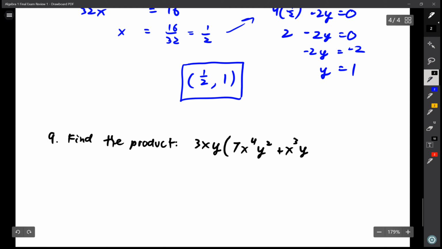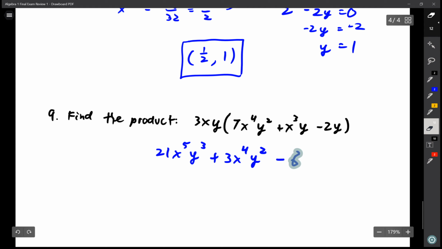So the numbers multiply: 3 times 7, that's 21. X times an x to the 4th gives me an x to the 5th. Y times a y squared gives me a y cubed. And then plus 3 times 1, so still 3. X times x cubed is x to the 4th. Y times y is y squared. And then minus 3 times 2 is 6. Then x, we just have the 1x. Y times y, y squared.